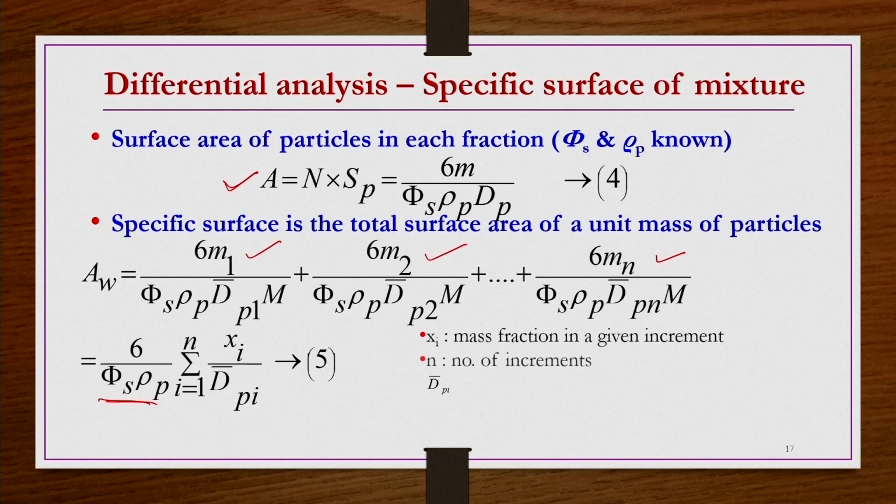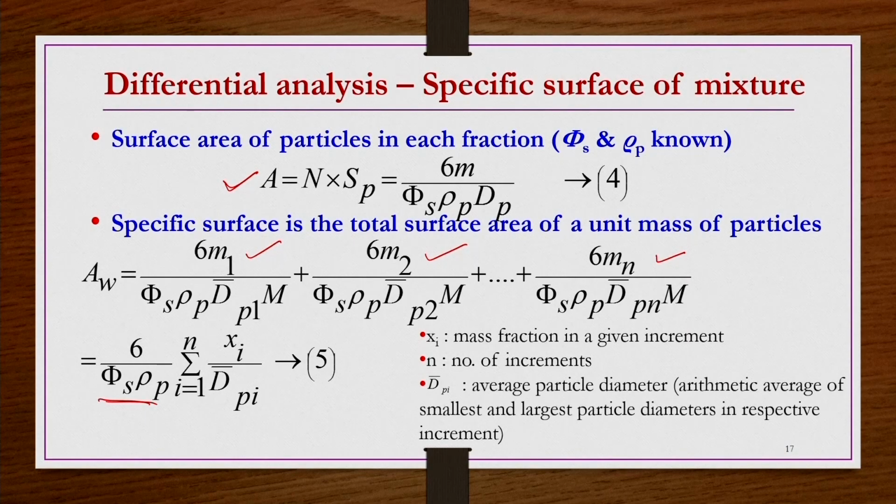Here xi is the mass fraction in a given increment, and n is the number of increments, how many screens you arranged in the experiment, 1, 2, 3, 4 up to 10 or 20; that number is indicated by n. dpi bar is the average particle diameter, that is, the arithmetic average of the smallest and larger particle diameters in the respective increments.